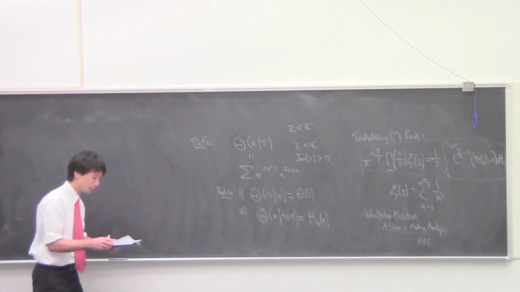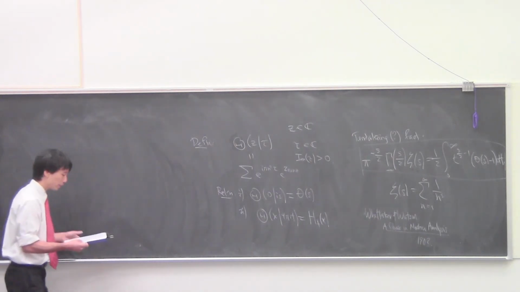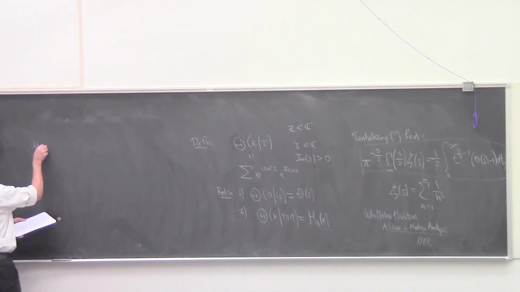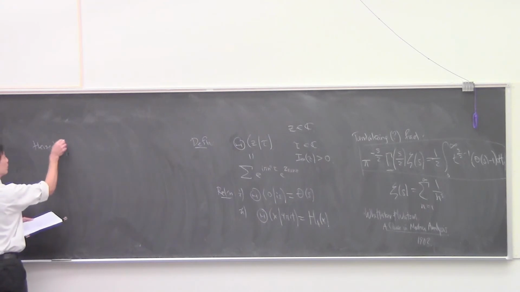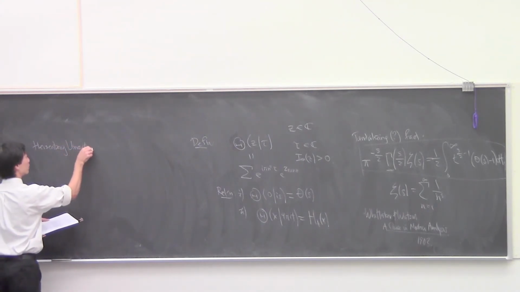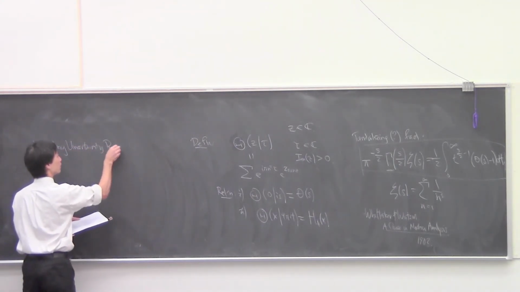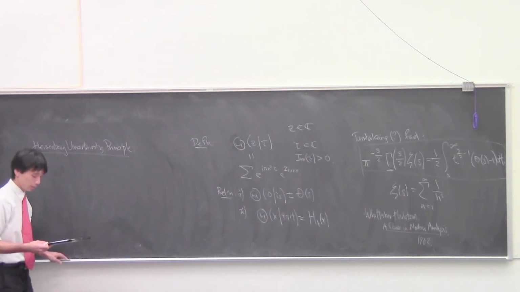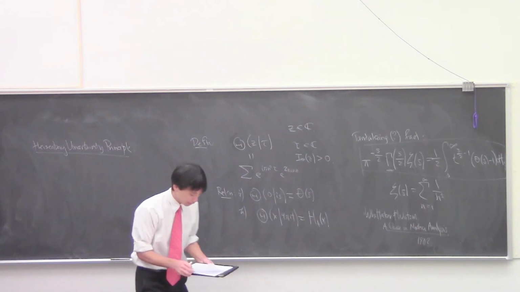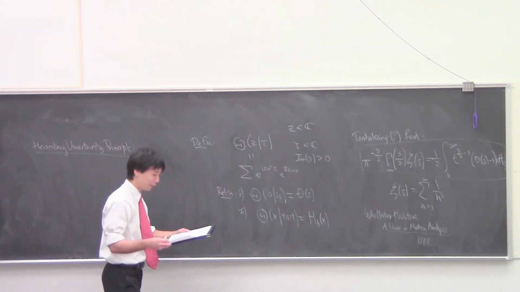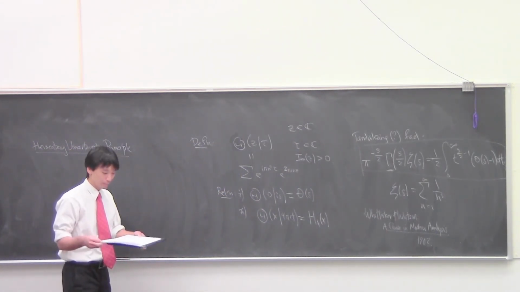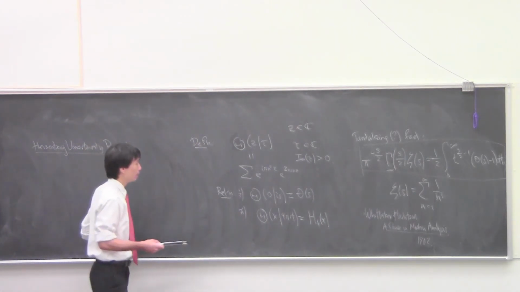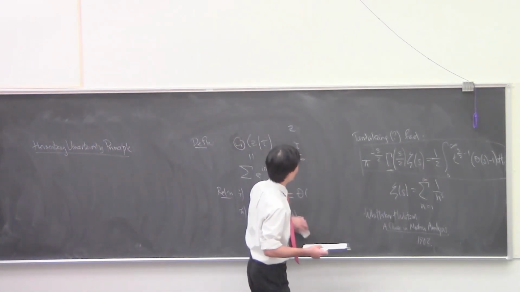Okay, so the last thing we're going to talk about today is the Heisenberg uncertainty principle from quantum mechanics. And we'll see how this is basically a consequence of, it's an observation using Plancherel's theorem.